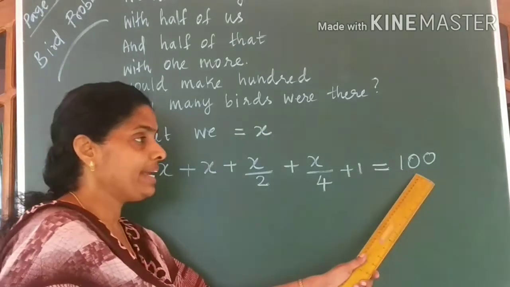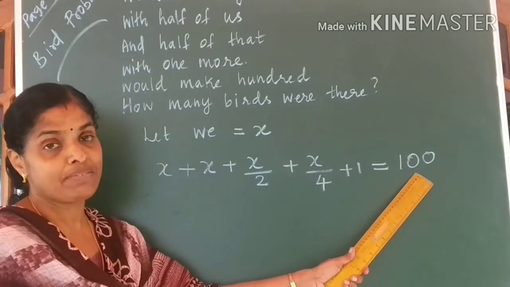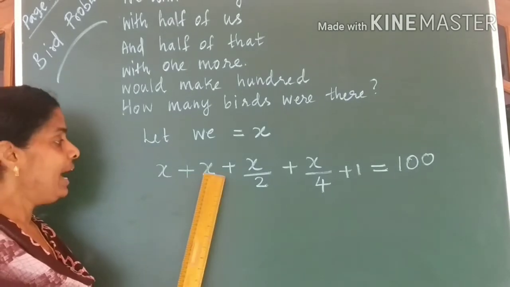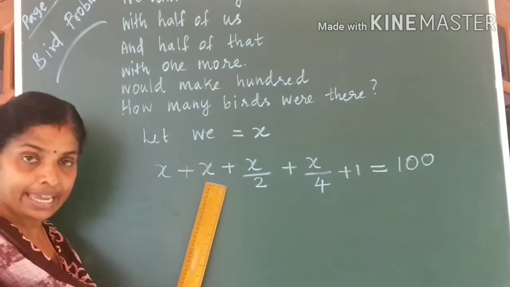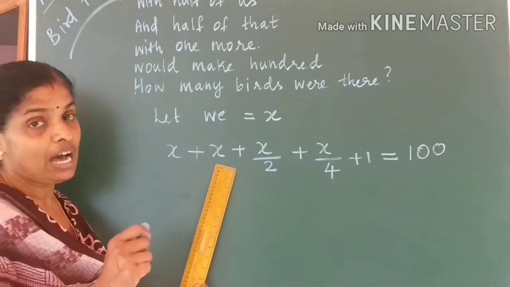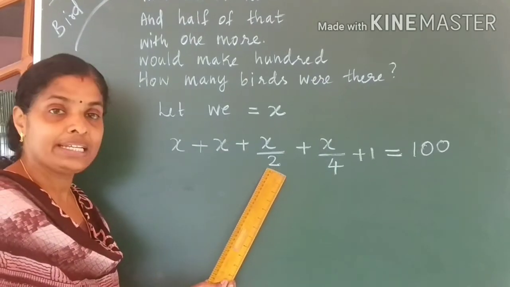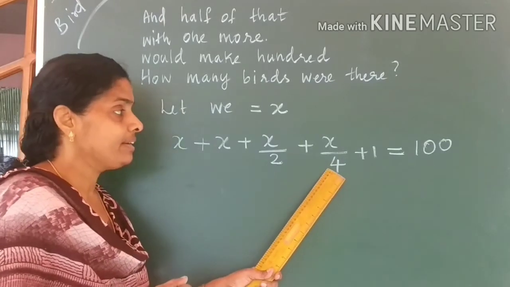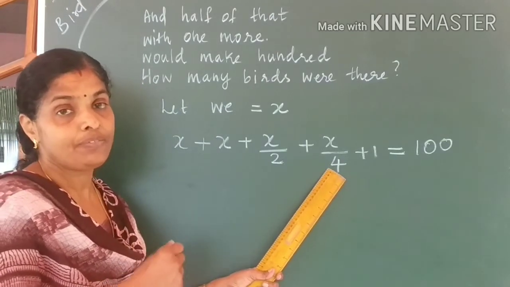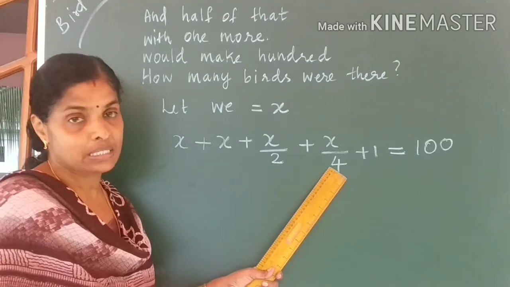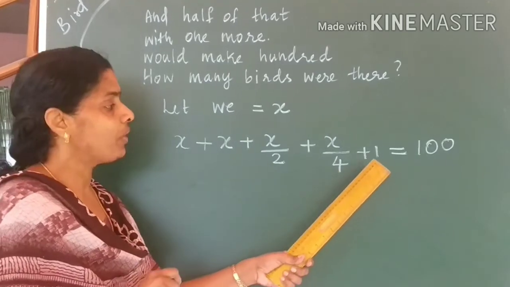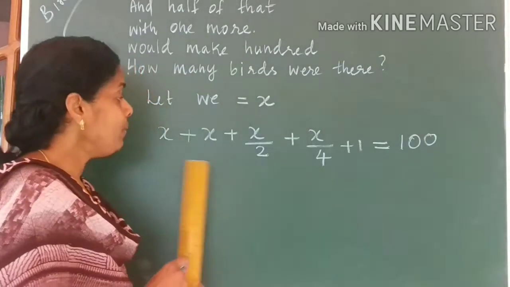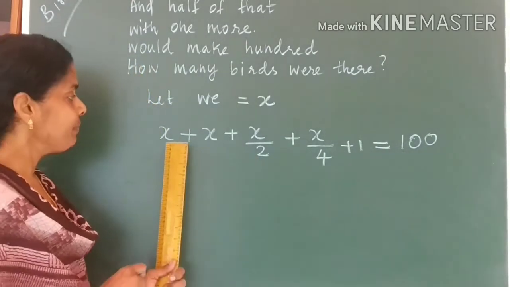Hope the idea is clear. I will explain once again. x represents we, and us again. Again I have added x. Half of that, I took it as x by 2. Half of that, that is half of x by 2, which is x by 4. And one more, plus 1, gives you 100. Now add all this. Okay.